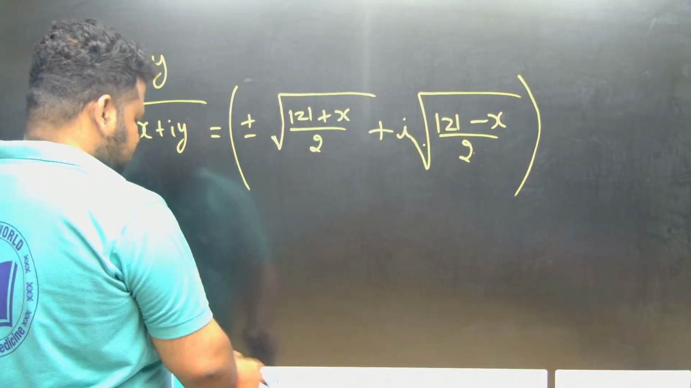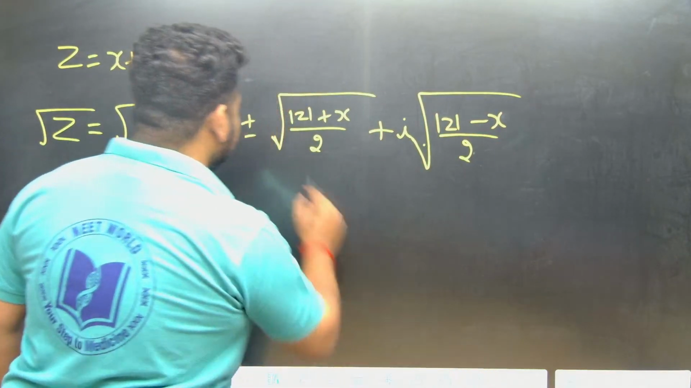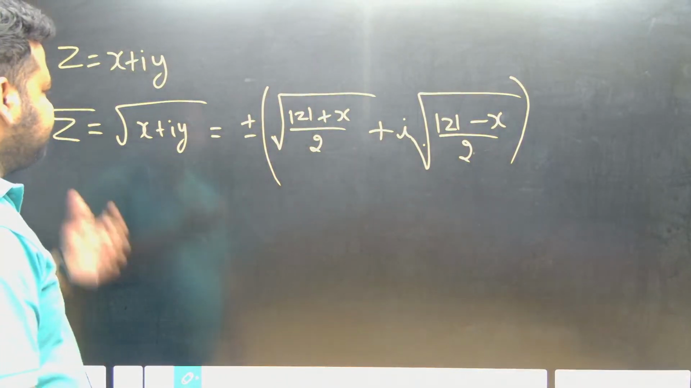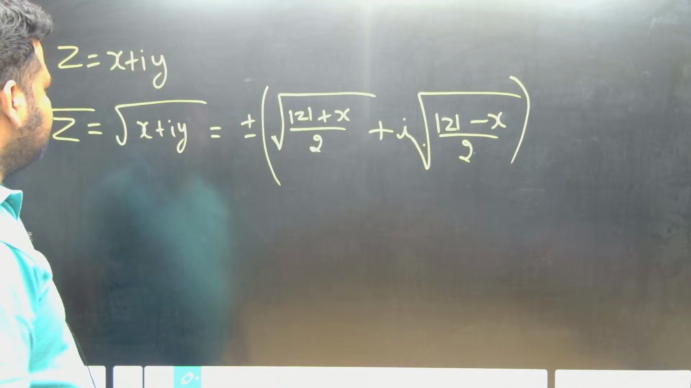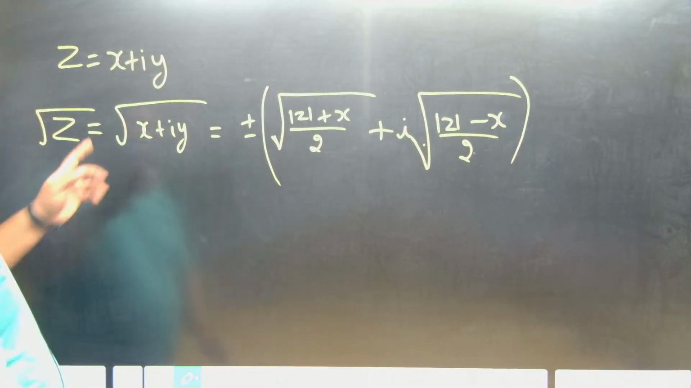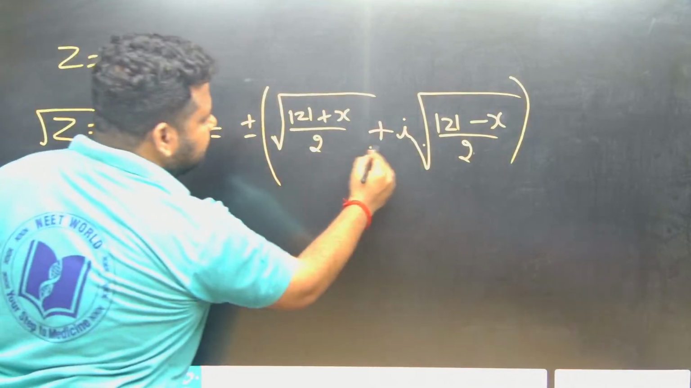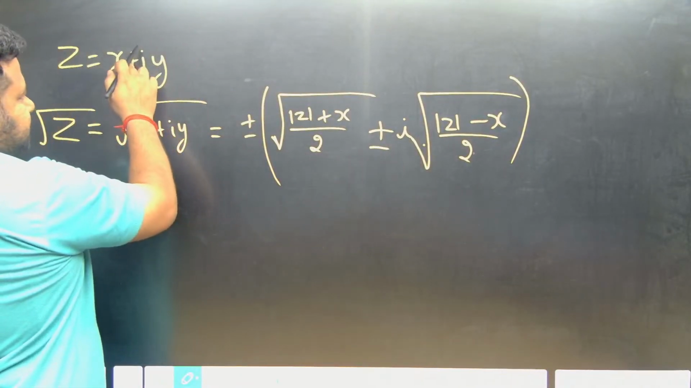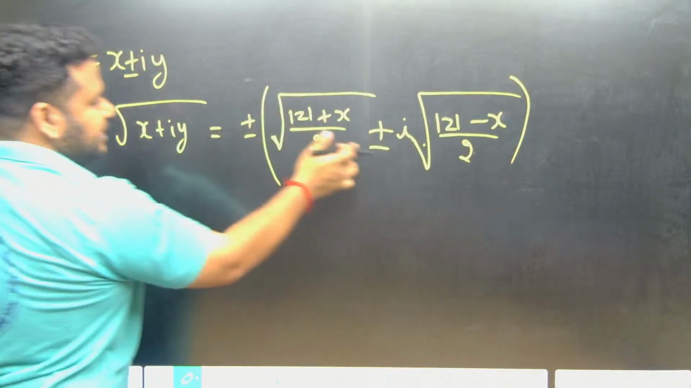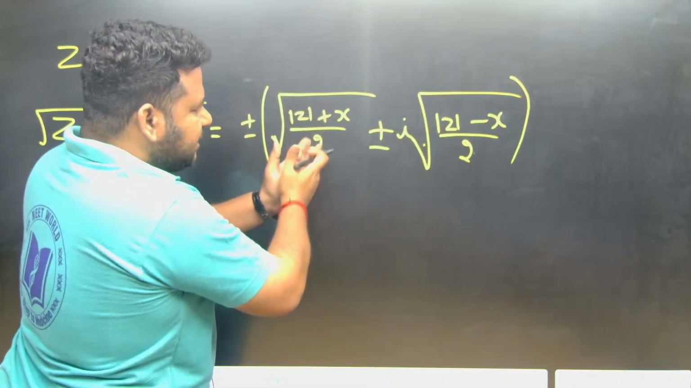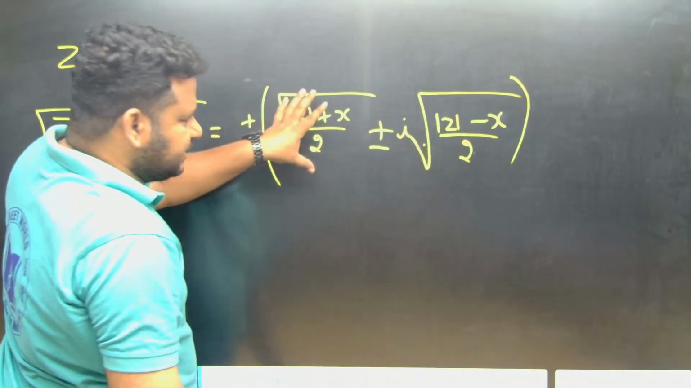So this is the formula for finding the square root of a complex number. Suppose z is equal to x plus or minus iy. Here plus or minus means here also it will be plus or minus. If it is plus, here it is plus. If it is minus, here it will be minus. But this value won't change and this value won't change: mod z plus x by 2, mod z minus x by 2, everything under the square root.